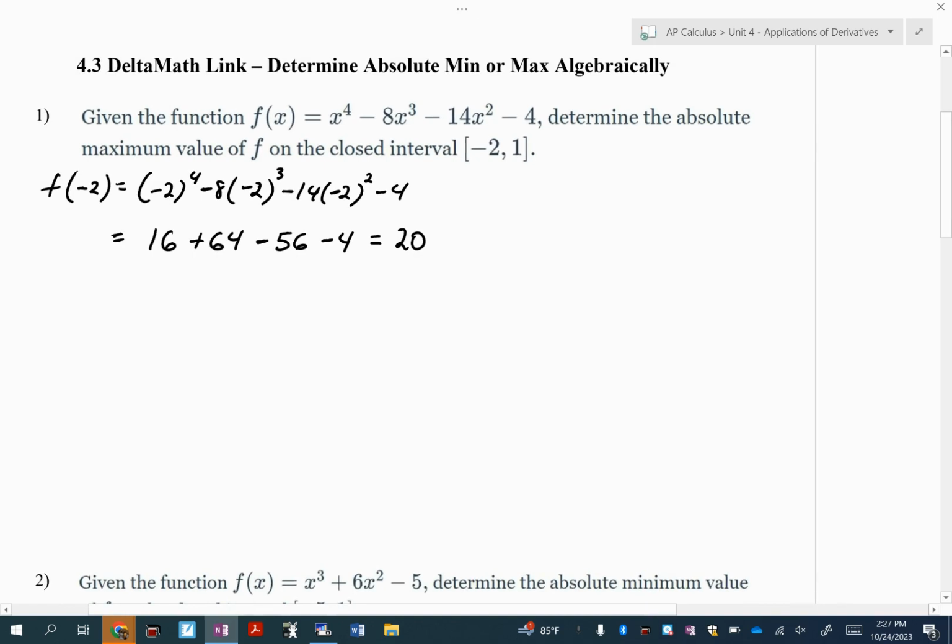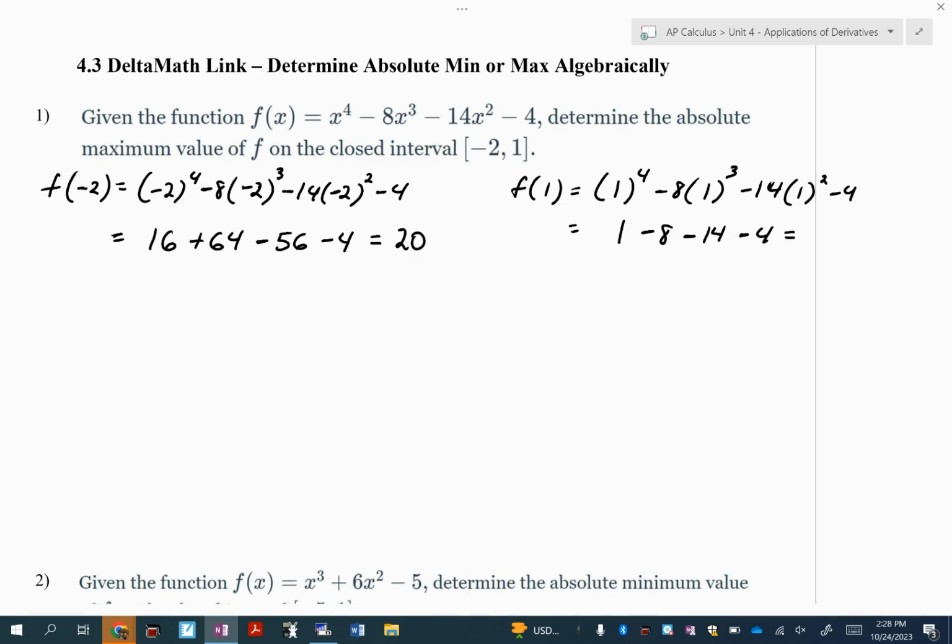Do that again. But now I'm going to plug in 1, the right side of the interval. Okay, so plug in 1. This one will feel a lot simpler. Okay, 1 to the 4th power is 1. 1 cubed is 1. 1 times -8 is -8. That's going to be 1 squared, which is 1 times -14, which is -14, minus 4. So 1 minus 8, -7 minus 14, -21 minus 4.